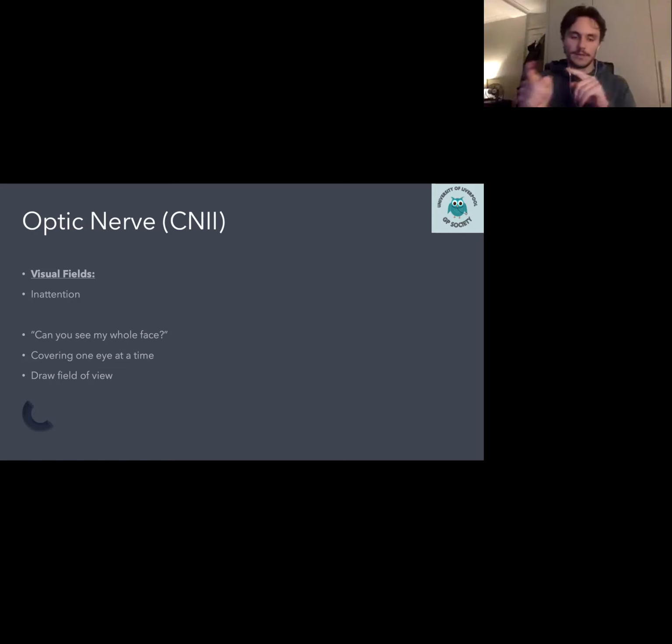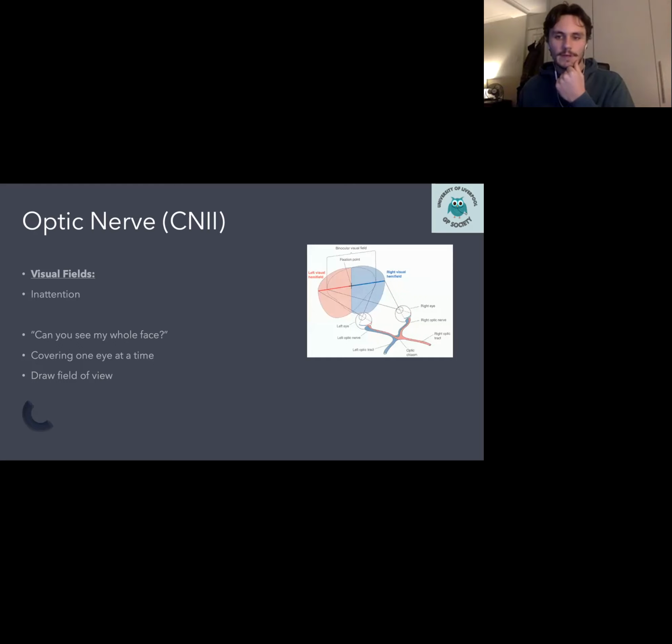And you repeat that with the other eye, and you're trying to get a gauge for if their visual field is adequate. So this is what it might look like. This is just the schematic of the visual fields. The next section is to assess the blind spot.